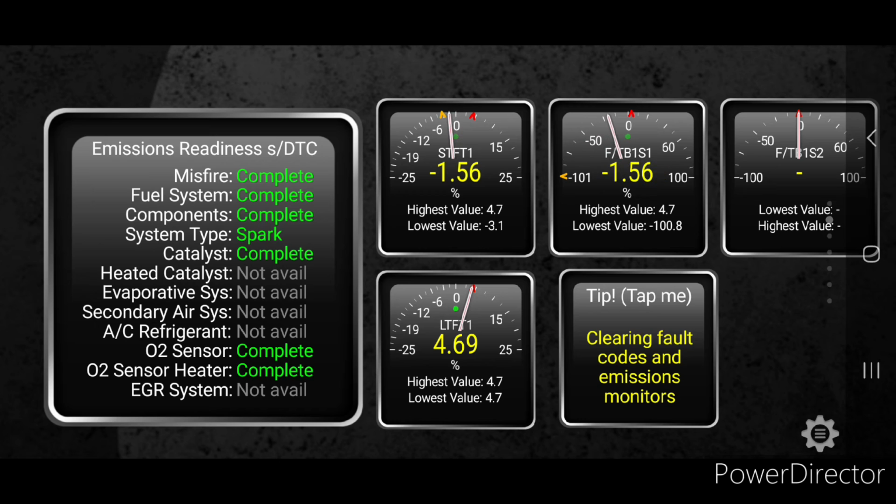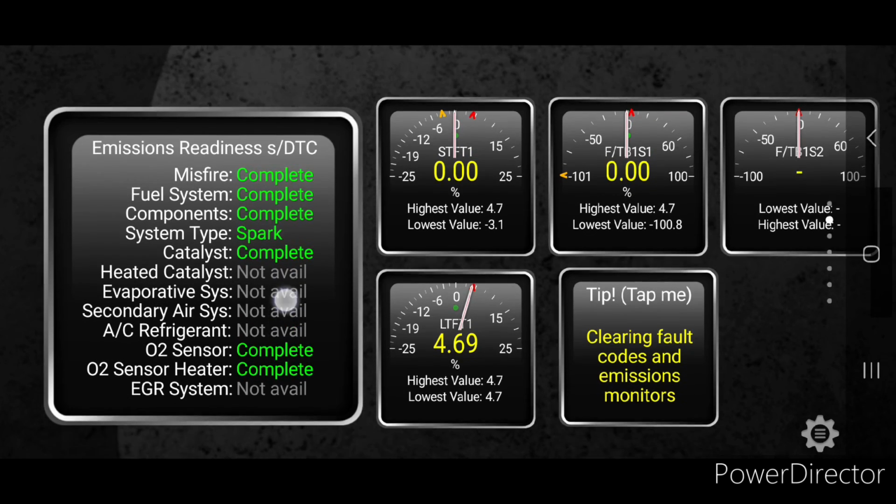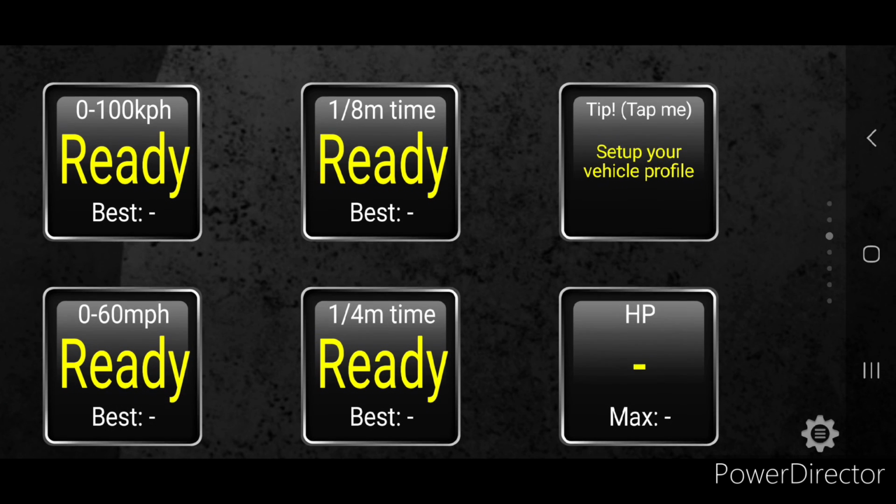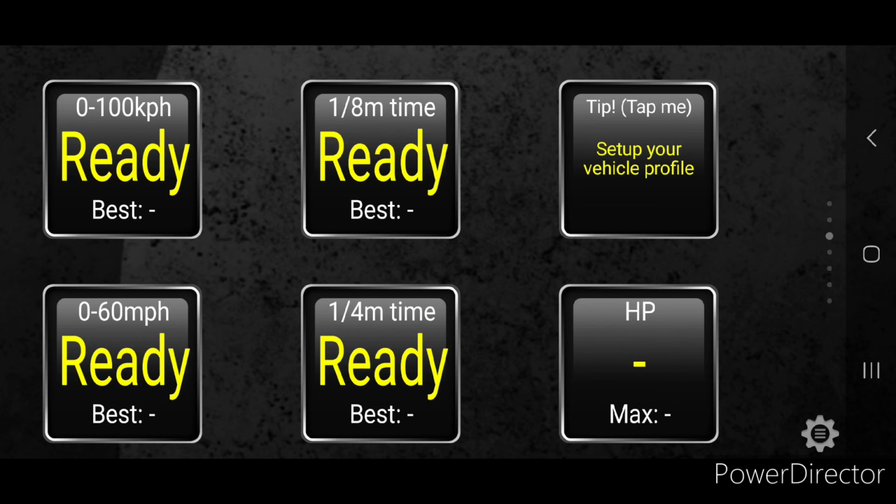Heated catalyst not available. Evaporative system not available. Secondary air system not available. AC refrigerant not available on this vehicle, guys. O2 sensor is complete. O2 sensor heater complete. So we don't know which one that is, whether the upstream or downstream. EGR system not available. This one is not equipped with EGR, guys. This is a petrol engine.